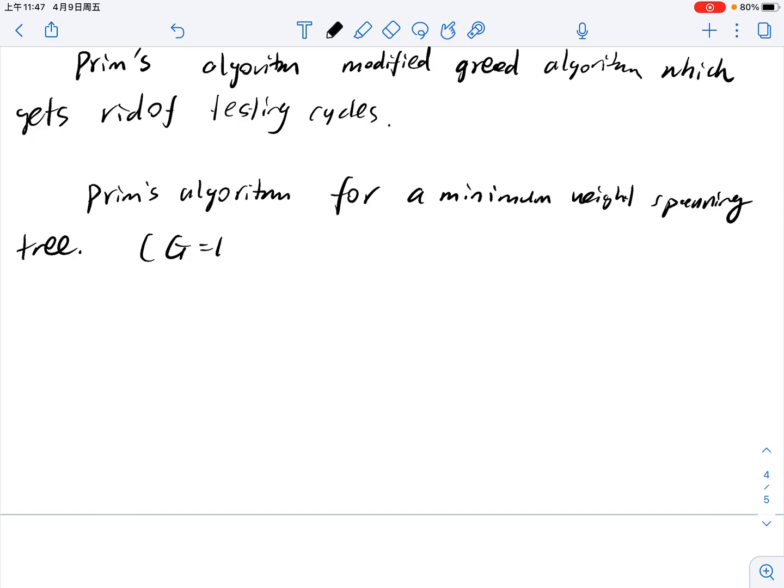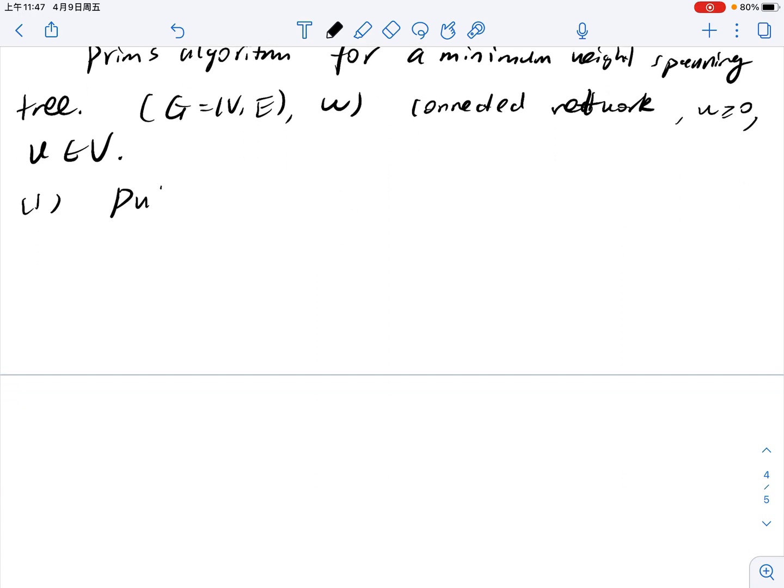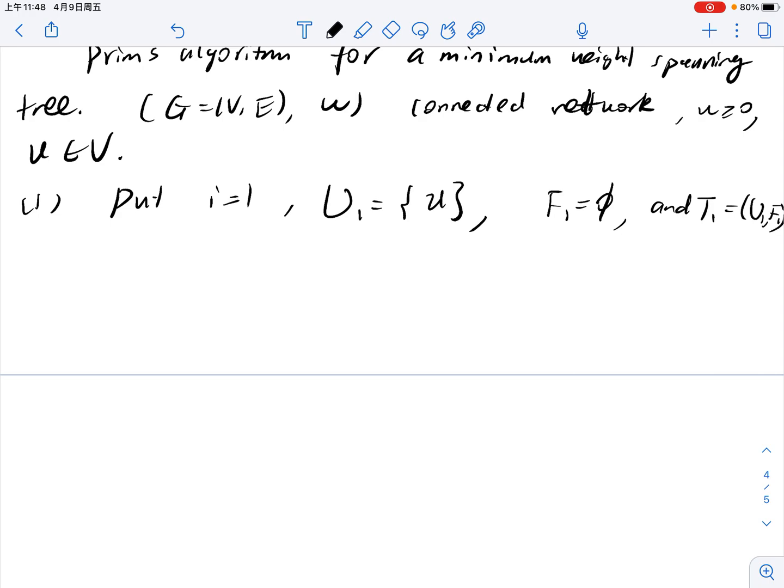The assumption is still a connected network Omega with weights greater than or equal to 0, and U is a root point. First set the counter to 1. U1 is a vertex set consisting of the root vertex U. The edge set is empty. The tree is (U1, F1).